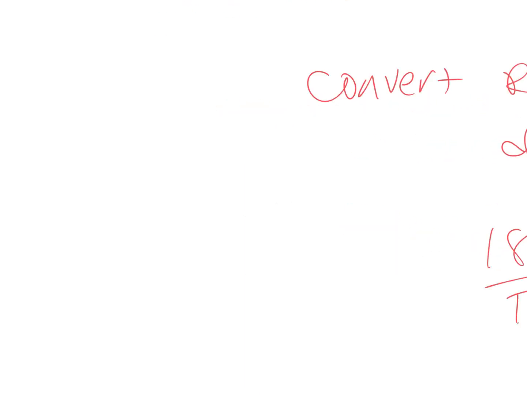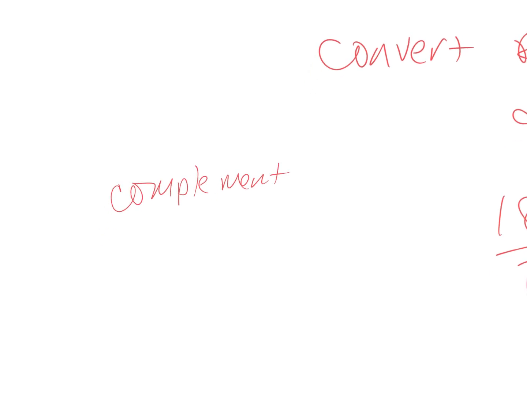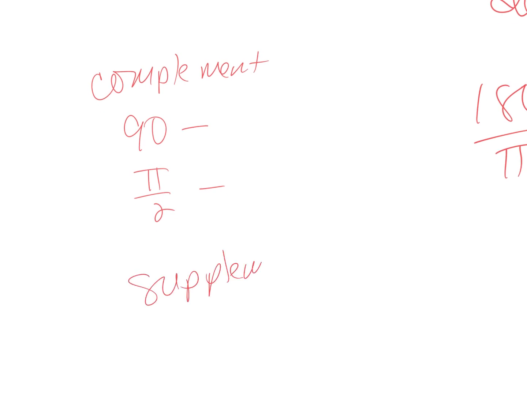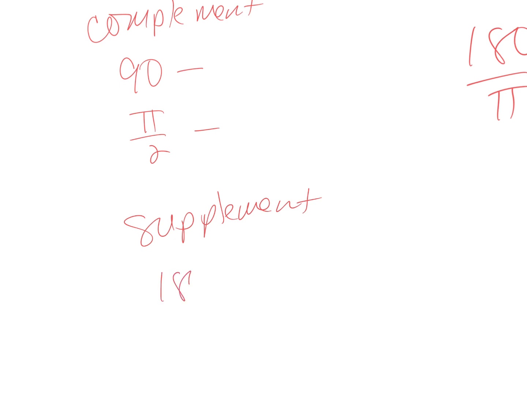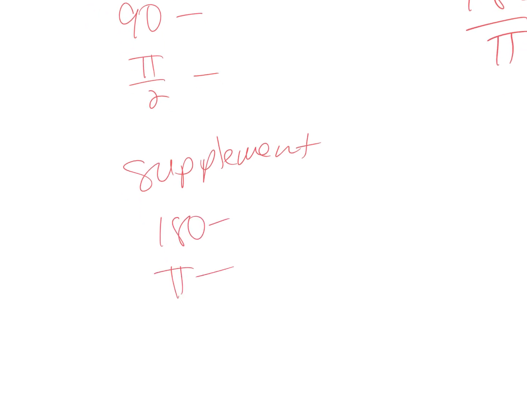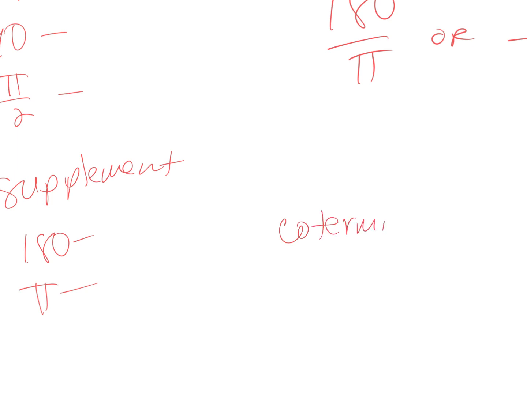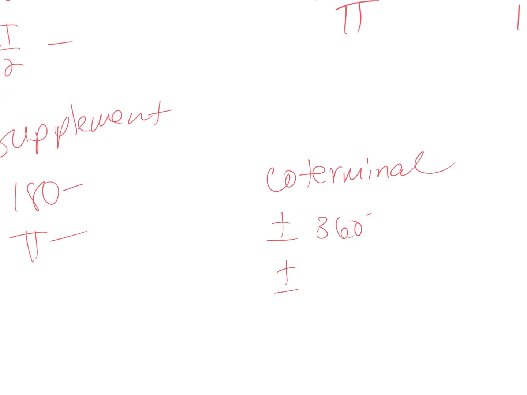All right, when I talk about complement, what is complement? Two angles that add up to 90. Remember, it's 90 minus, or pi over 2 minus. If you are asked for the supplement, it's 180 minus, or pi minus. Some of you guys got that confused. How do you find coterminals if you're asked to? Add or subtract 360. Yep, coterminal. You're going to add or subtract 360, or add or subtract 2 pi.